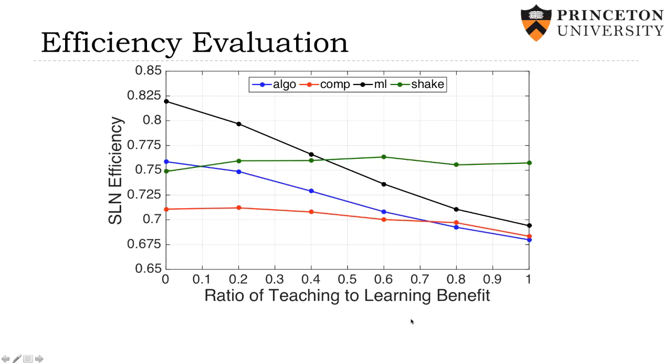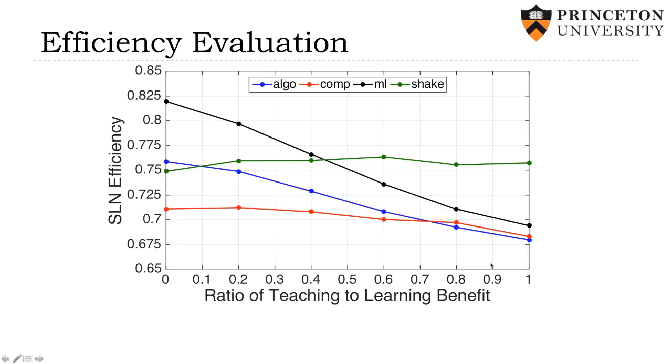Now we move on to efficiency evaluation. We consider 4 datasets, 2 from quantitative type courses, algorithms and machine learning, and 2 from literature type courses, composition and Shakespeare. This graph plots the fraction of utility obtained in the observed SLN relative to the utility obtained in the optimal SLN. Along the horizontal axis, we vary the importance that is placed on teaching relative to learning in a user's local utility. On the left, the teaching benefit is not included at all, whereas on the right, teaching is just as important as learning.